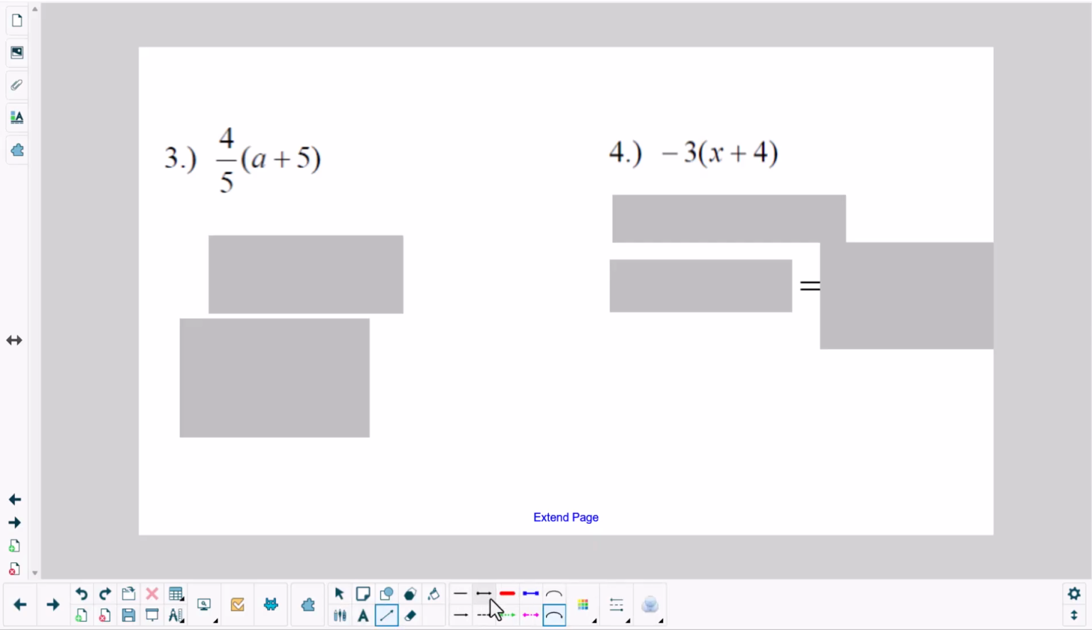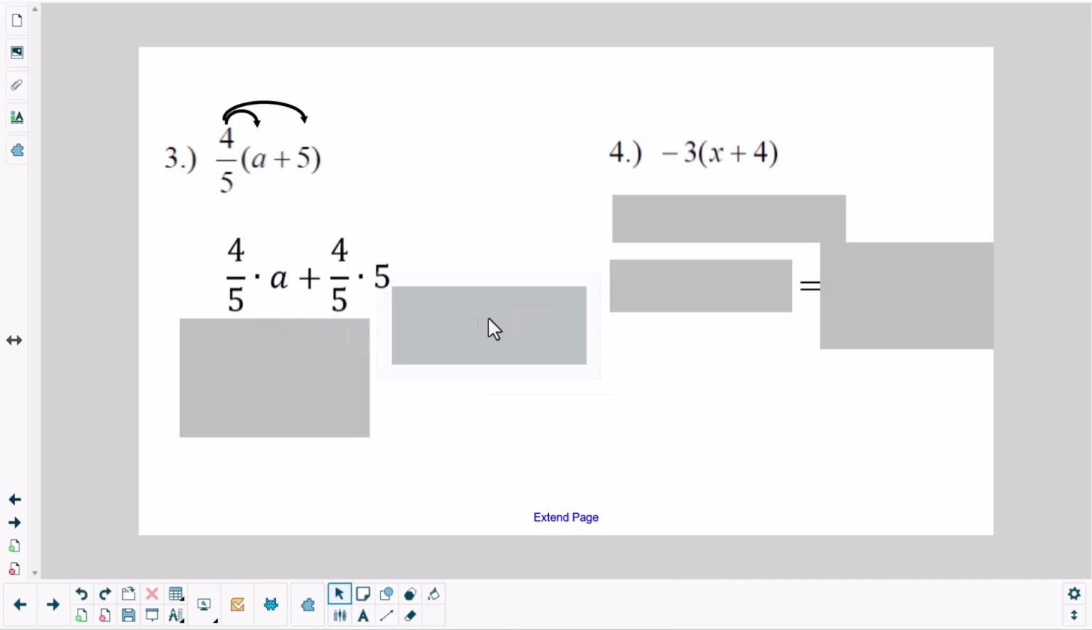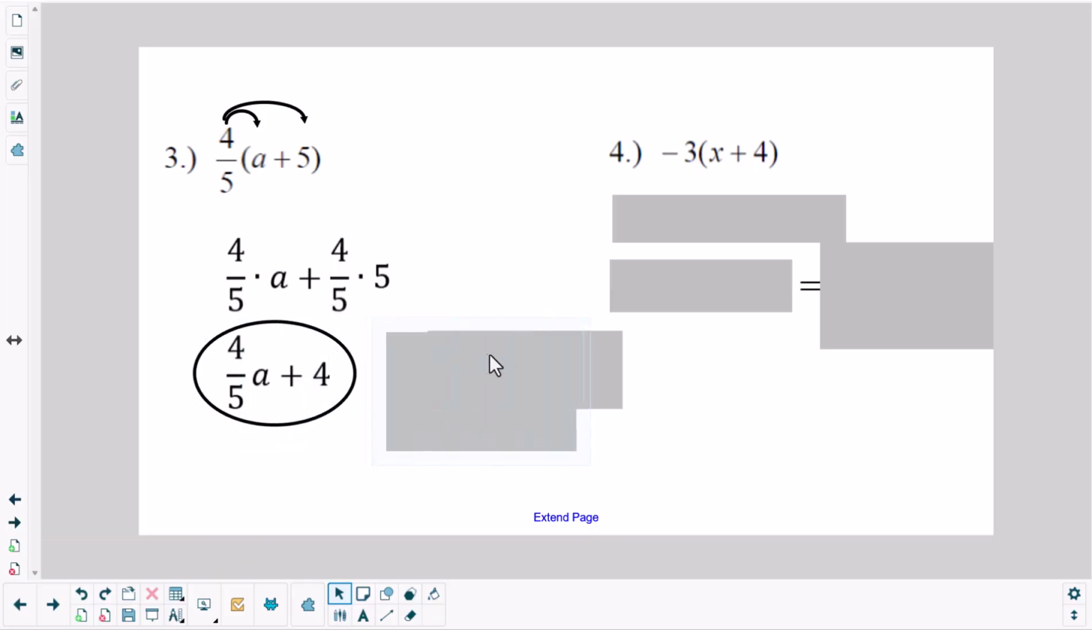All right, let's take a look at a third example. In this third example, we need to distribute the 4/5 to both the a and to the 5. So we have to take 4/5 times a plus 4/5 times 5. 4/5 times 5 is going to get us 4, so our final answer is 4/5 a plus 4.